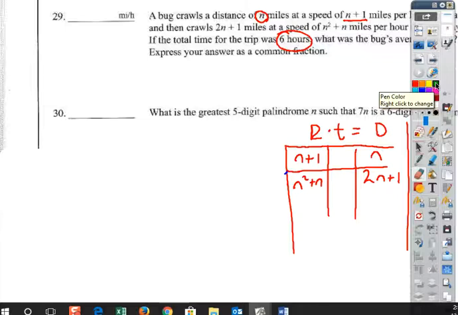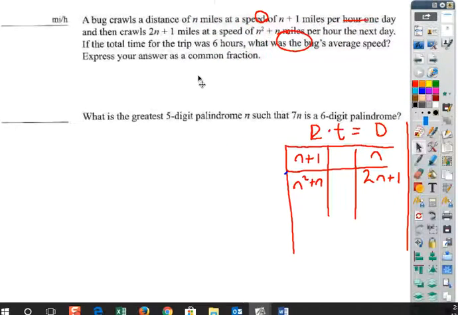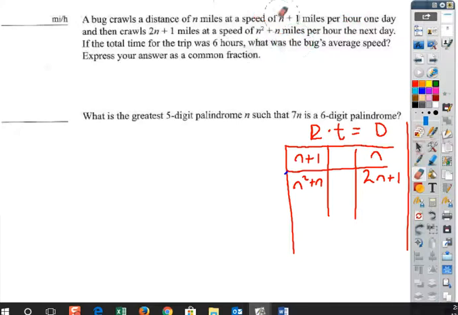All right, so we are trying to figure out what is the bug's average speed, right? That's what I'm trying to find in this problem. And you know your average speed is going to be your distance divided by time. So we need to find our distance, and we know the time already, right? Okay, so what is my distance on the first day? 1/5. What is the distance on my second day? 1 2/5.